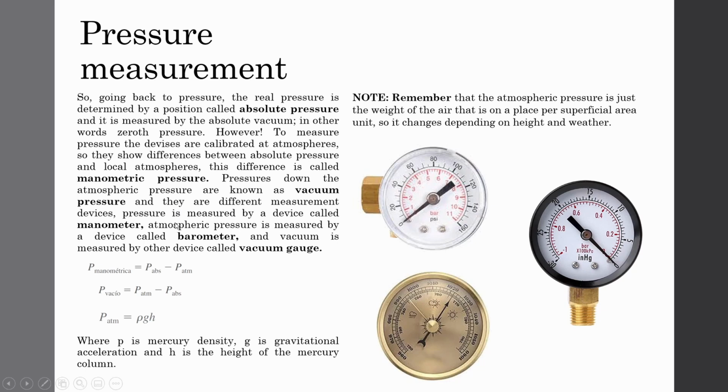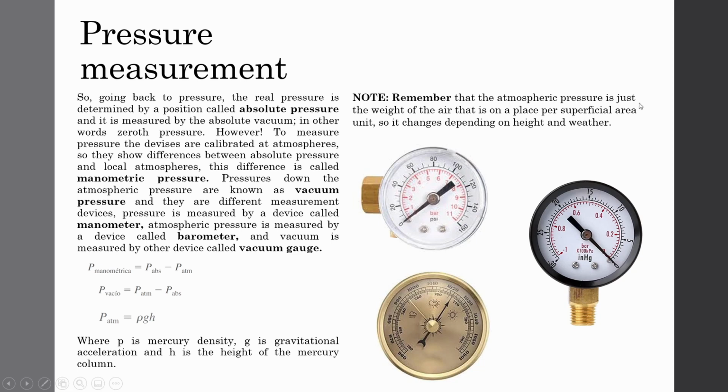So to measure pressure, we use a device called a manometer. To measure atmospheric pressure, we use a device called a barometer, and to measure vacuum, we use a device called a vacuum gauge. So here we have the manometer, the vacuum gauge, and the barometer. See that this one is measured in psi, this one is measured in millimeters of mercury, that's the unit for vacuum, and the atmospheres.